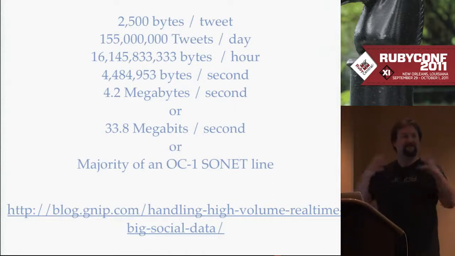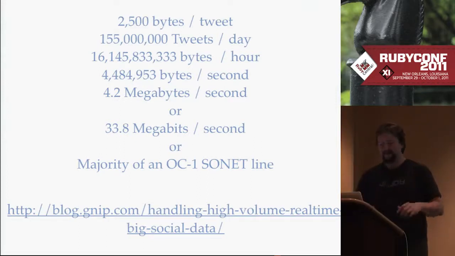So how many people have an OC1 line at least into their data center, or wherever they're getting data? There we go, 2. Yeah, not bad. So this is all from GNIP, which is a company that actually processes Twitter data, and you can repurchase it from them and all sorts of good stuff, or subscribe to it.